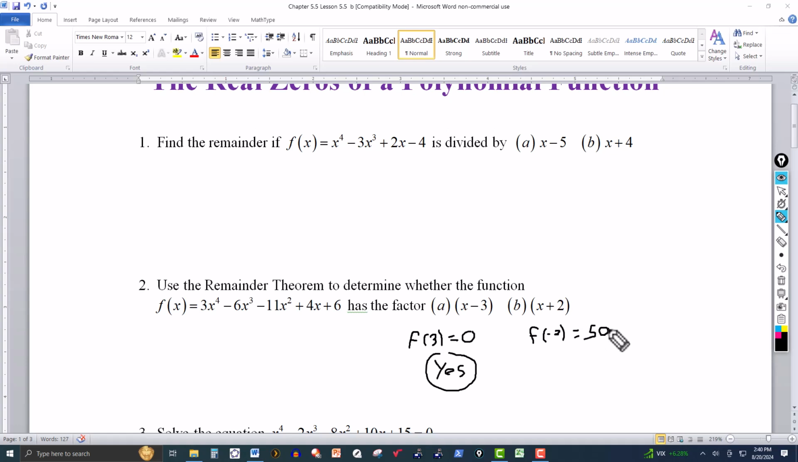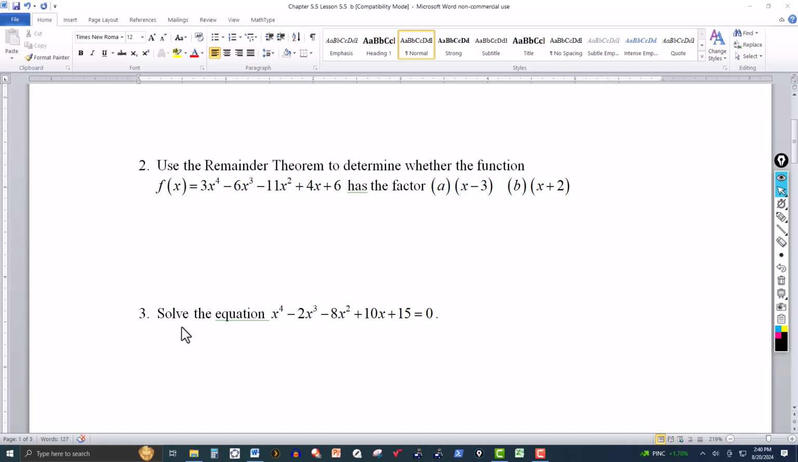So in order to be a factor, the remainder has to be 0. So we got 50. So for this one, no, it is not a factor. And of course you can do it using synthetic division like I did in part 1, or problem 1.